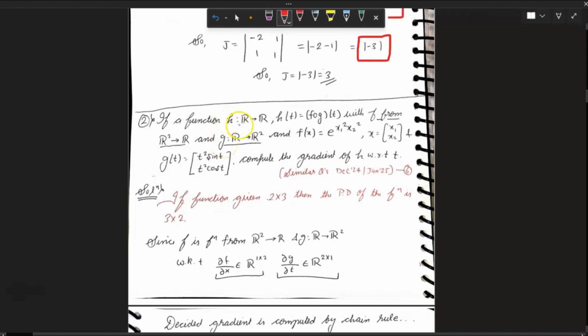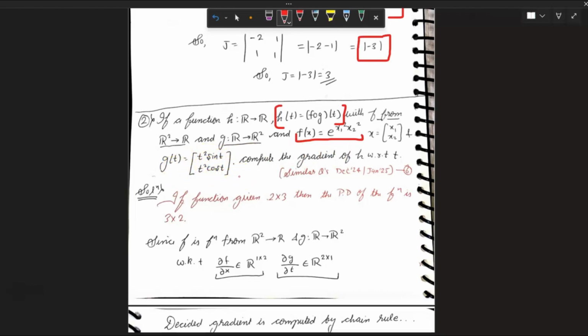See, a function h from R to R is given such that h of t is equal to f of g of t, with f from R^2 to R^1 and g from R^1 to R^2, and f of x is given as e raised to the power x1 square x2 square, where x is the column matrix x1 x2, and g of t is equal to t square sin t, square cos t.